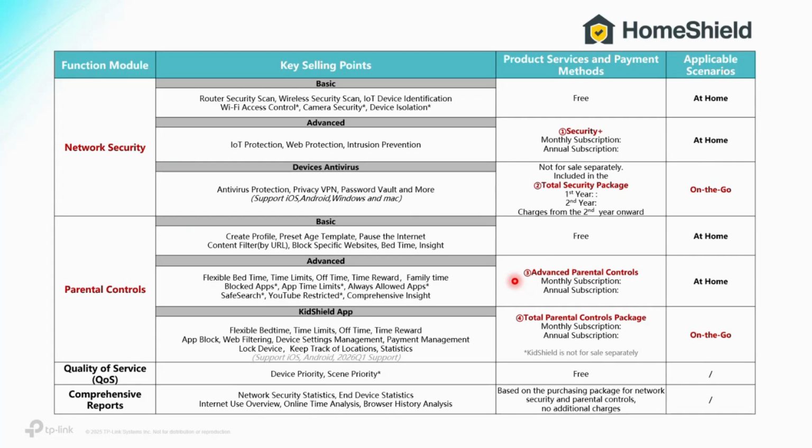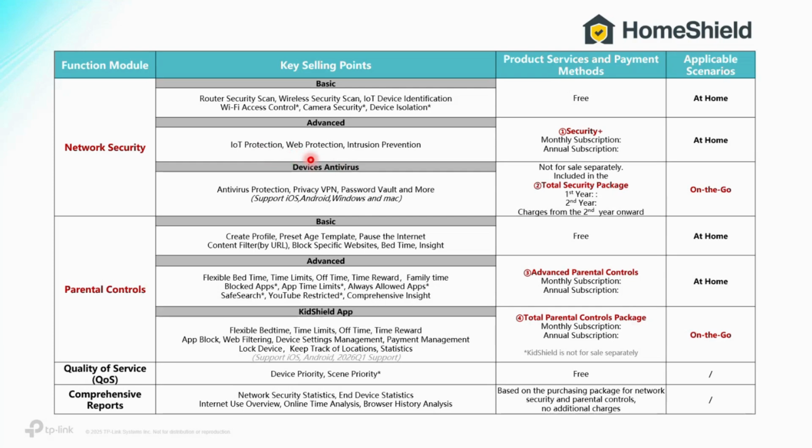HomeShield itself is broken into these four elements, mainly these two here, but the other two down the bottom. So network security, basic, advanced, and device antivirus sections, and you can see the various different things that in the basic, this is what you get for free, and it kind of covers the application scenario of in the home stuff.